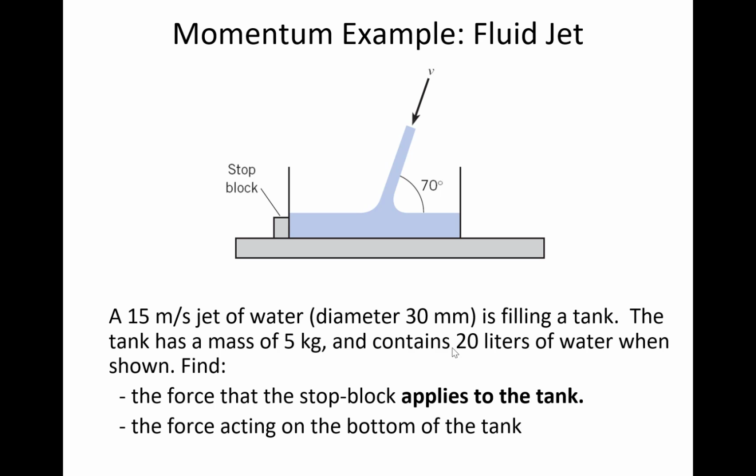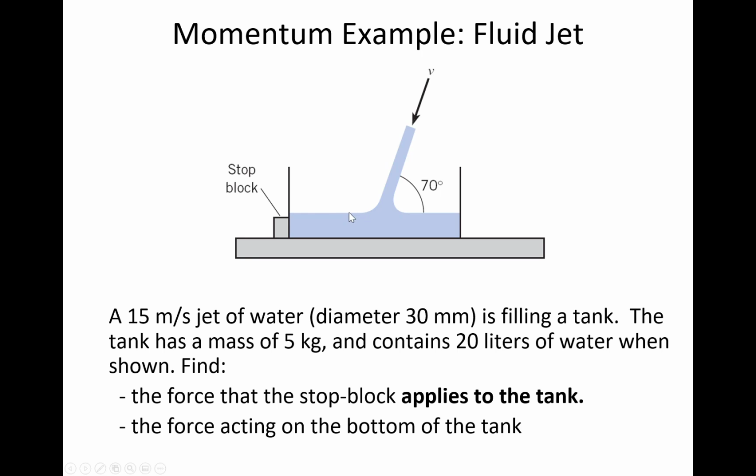And by the way, I'm sure at this point you're already starting to think in terms of SI units, and you remember that the density of water is 1,000 kilograms per cubic meter, and also that there are 1,000 liters in a cubic meter. And so what that means is a liter of water has a mass of a kilogram. So here what we've got is 20 kilograms of water in the tank that has a mass of 5 kilograms.